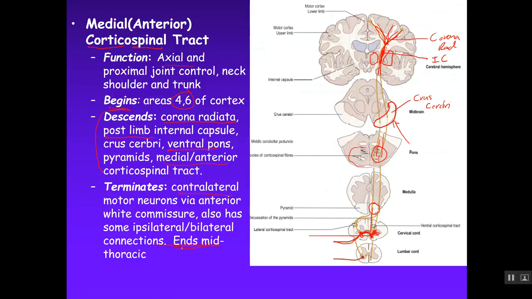And like I say, most of this pathway ends in the mid-thoracic region.